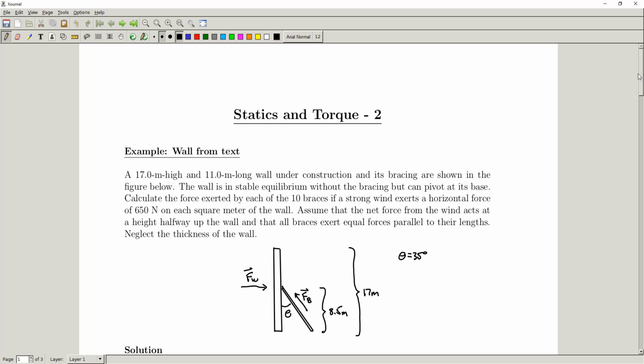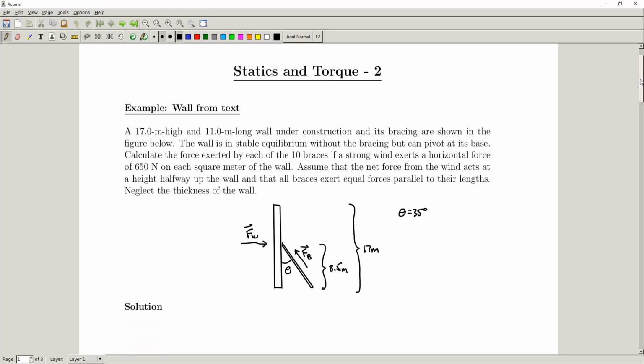This one is directly from the text. I think this is problem number 10 from the text. So what do we have here? We have a 17-meter high wall, which is 11 meters long. It's under construction, and the bracings are shown in the figure below. I didn't copy the figure directly from the text here. I figured it'd be easier to draw it. So this is meant to be the wall here. This is our wall standing up, and then it's braced by 10 different braces, these little wooden sticks that are sort of holding it up.